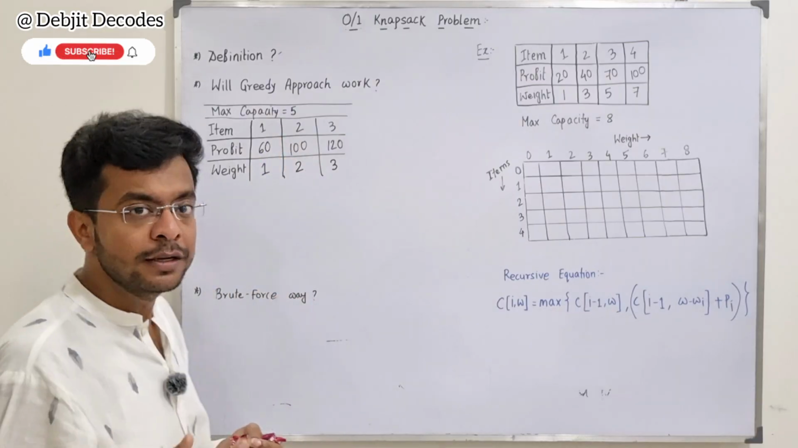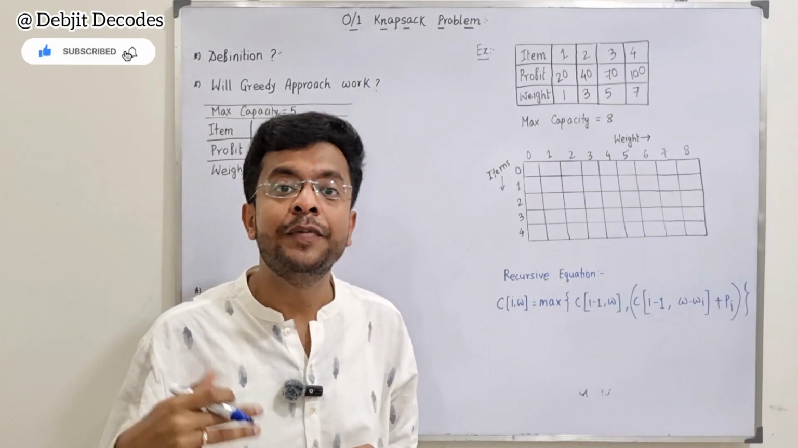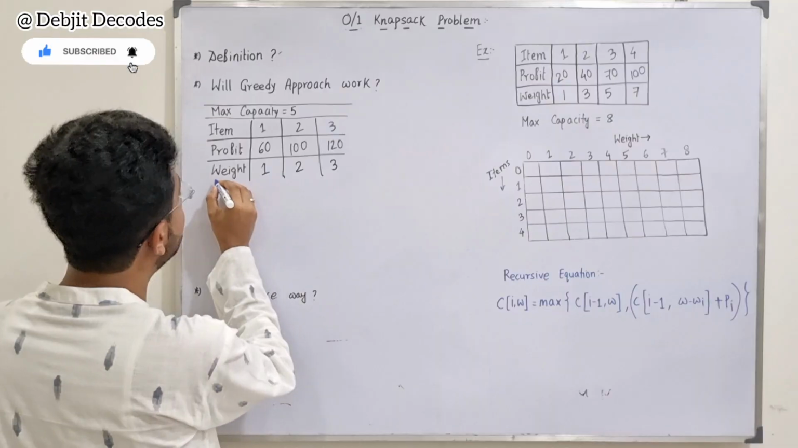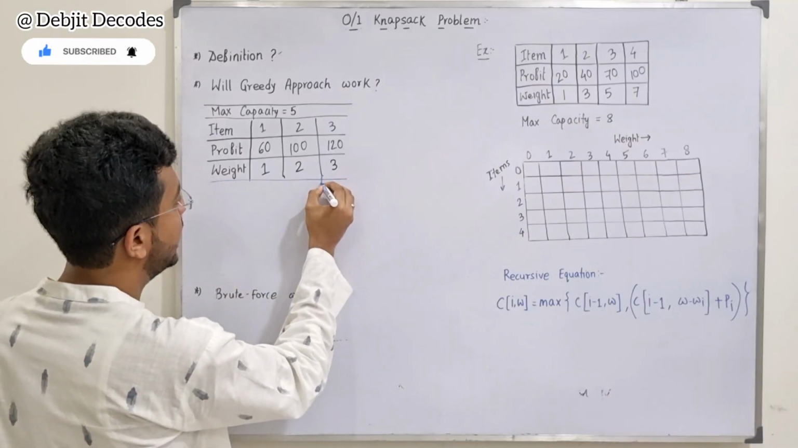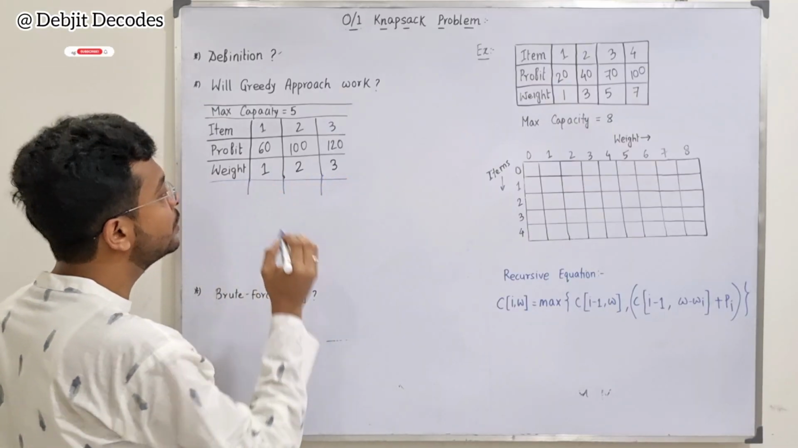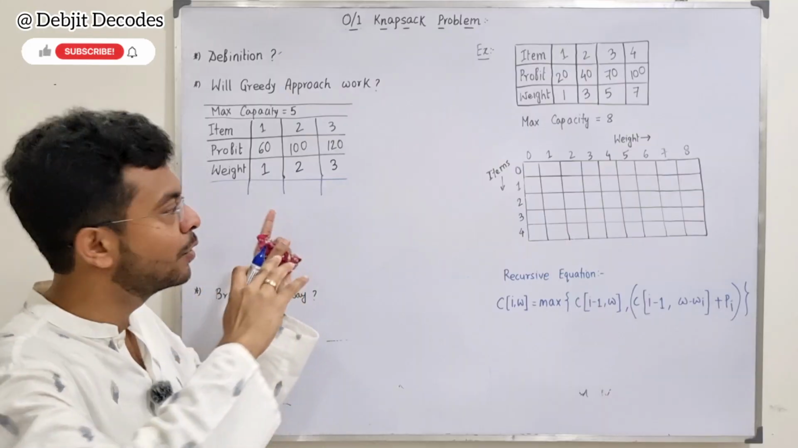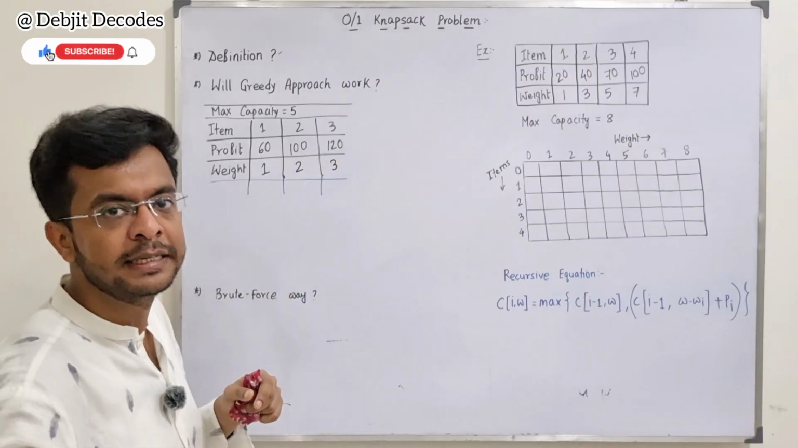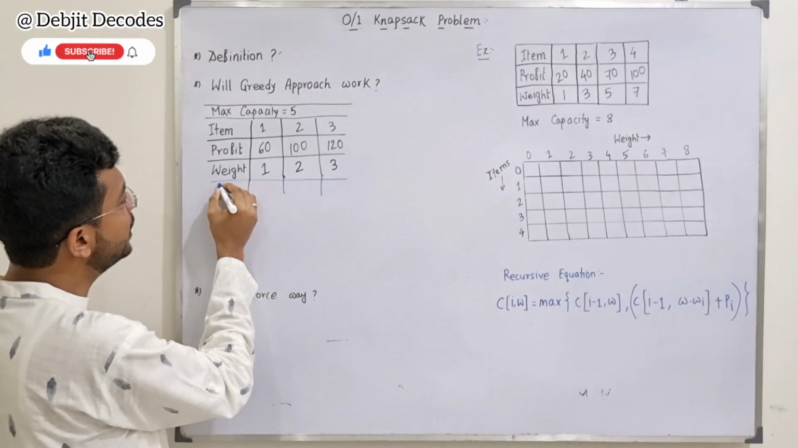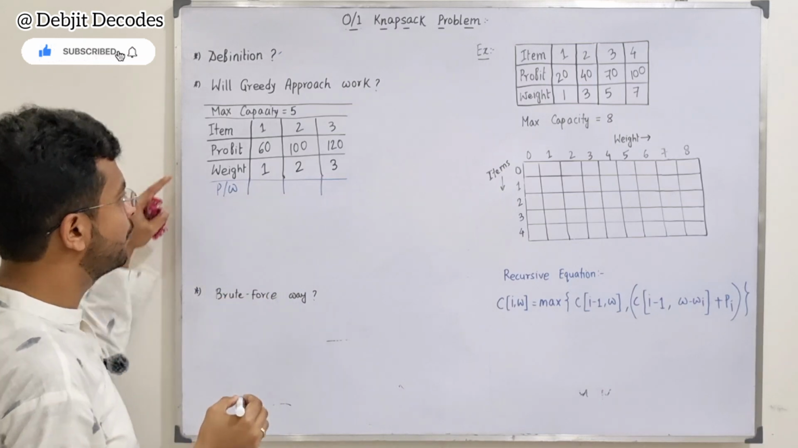Now, in the greedy approach, or in the case of fractional knapsack, we were calculating the P by W ratio. As I am again and again saying, if you haven't checked out the fractional knapsack video, you can check it out. All these items are discussed in much detail there. So what we are doing is the P by W ratio, the profit by weight ratio.